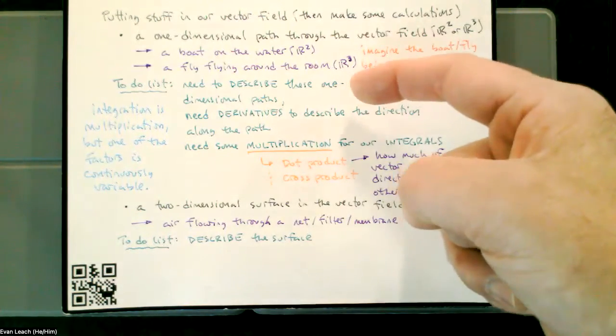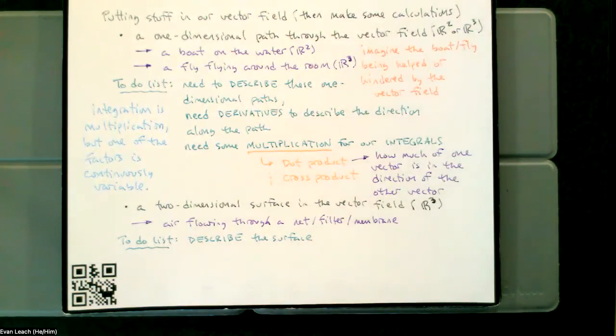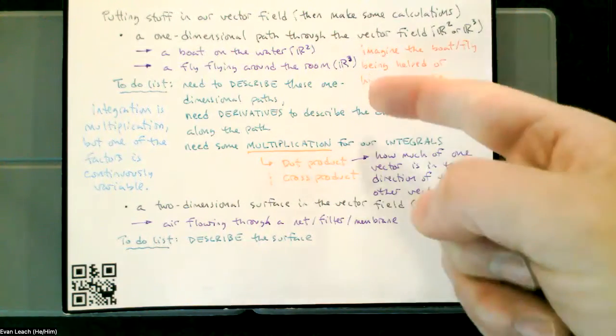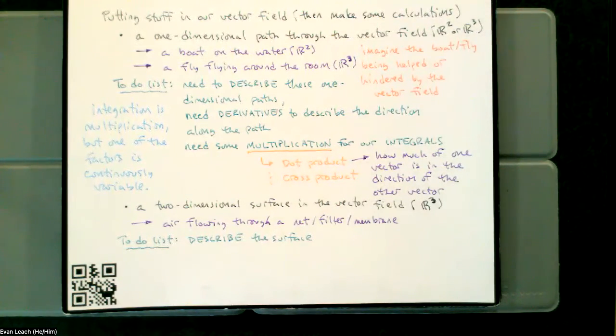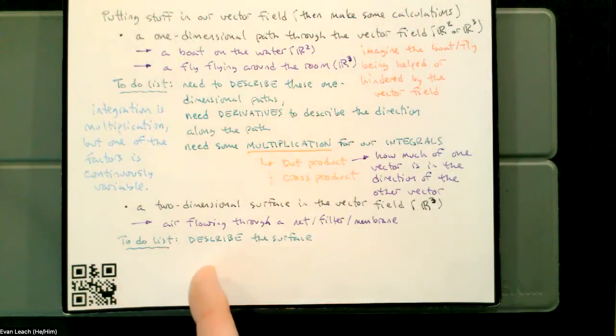Back to one-dimensional paths. We need some way to describe one-dimensional paths in 2- and 3-dimensional space. Sometimes we can use functions. That's the one we rely on the most, y equals f of x. But we don't always get to use that. So some kind of equation in x and y. Oh, wow. Some kind of equation in x, y, and z.